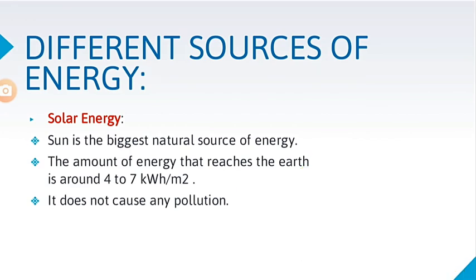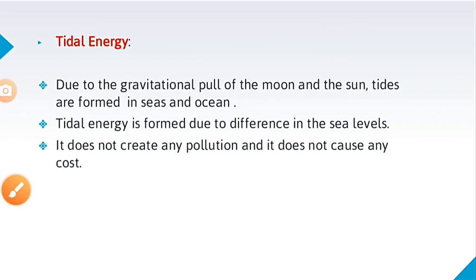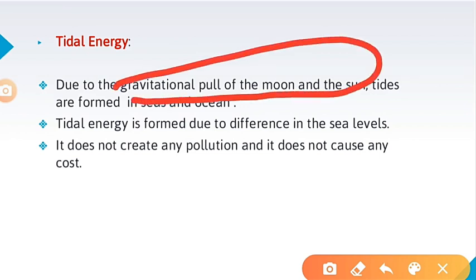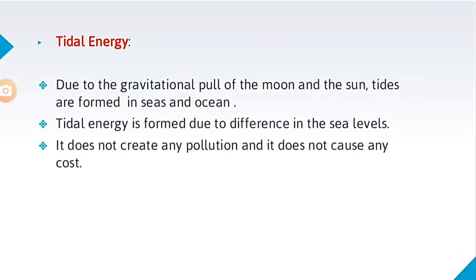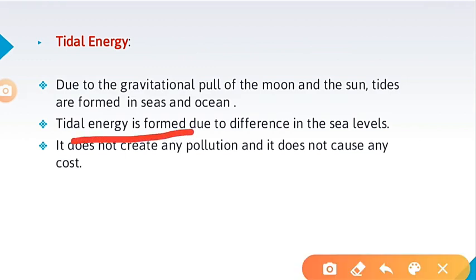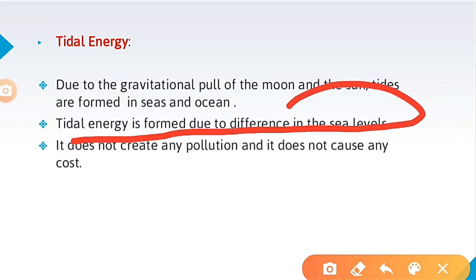Let's see this other source of energy, tidal energy. How are the tides formed in the seas and oceans? Due to the gravitational pull of the moon and the sun. Due to the gravitational pull of the moon and the sun, tides are formed in the ocean and sea. Tidal energy is formed due to the difference in the sea level.